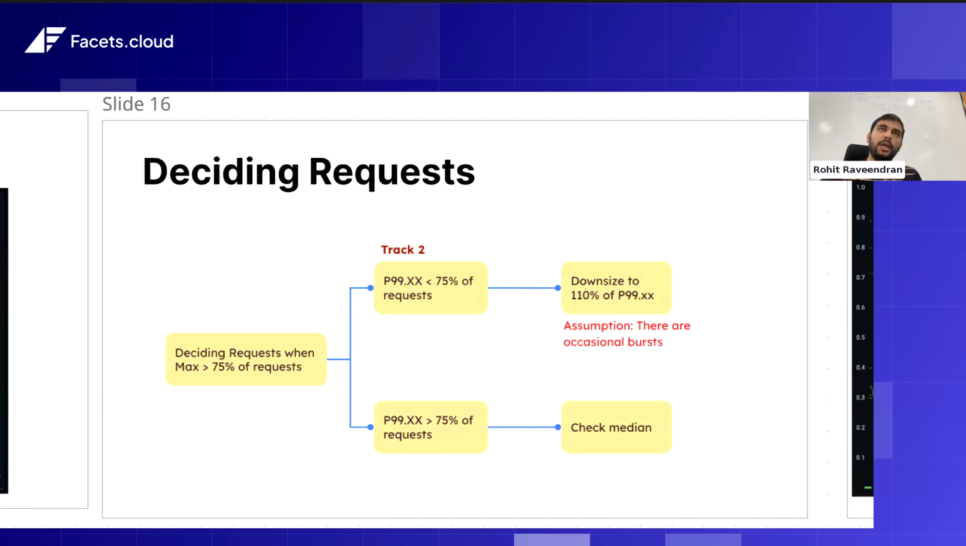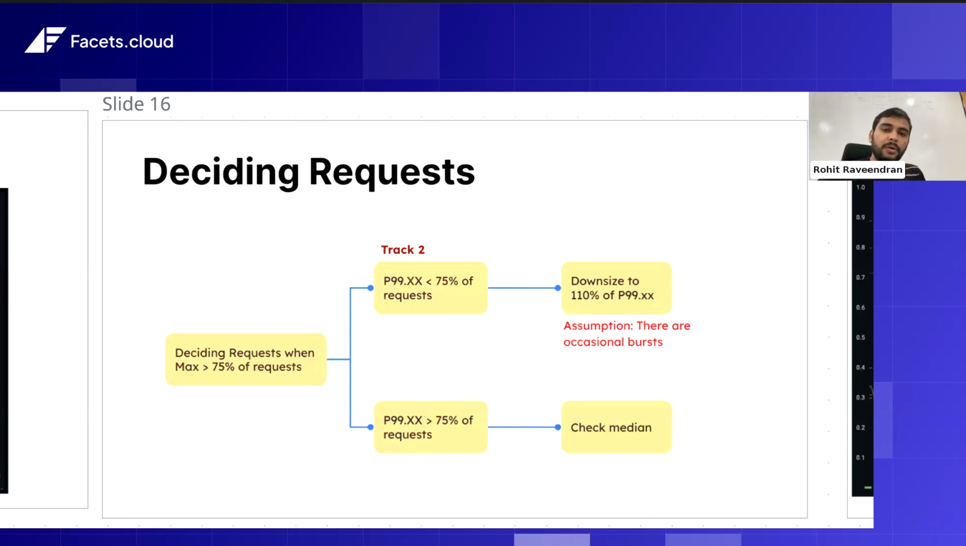The next thing you need to eliminate is basically spikes. There are occasional bursts or spikes in utilization, which are causing your max to be at a higher number than it usually is. You need to identify such cases. This can be done by tracking the percentile number that we had tracked earlier.